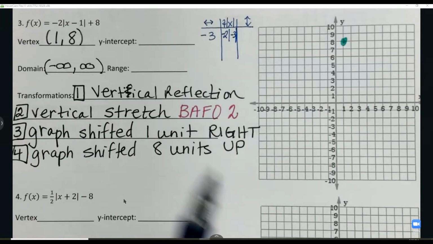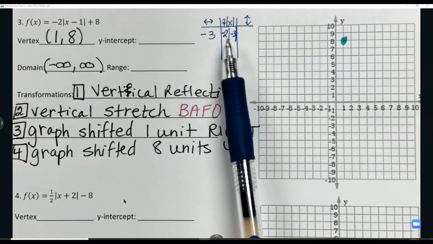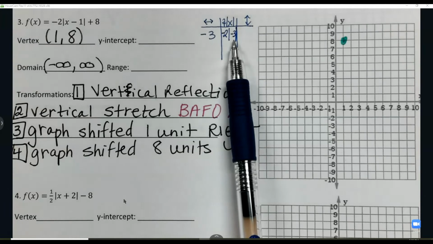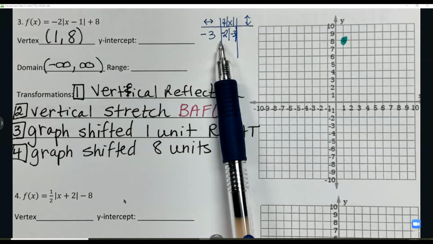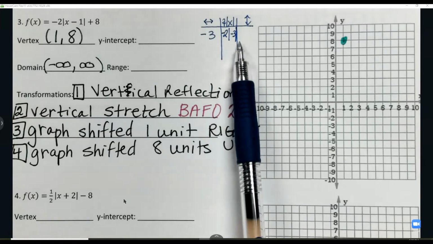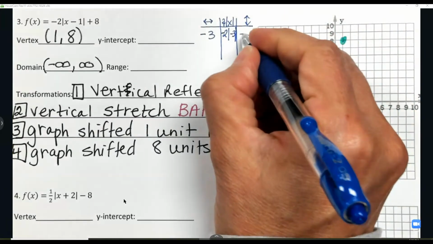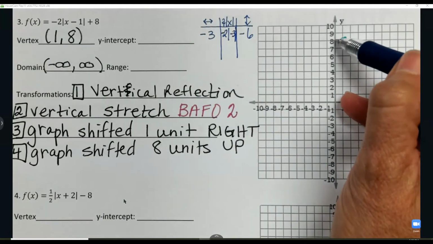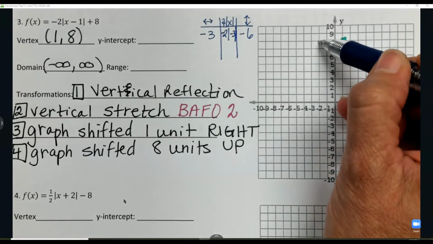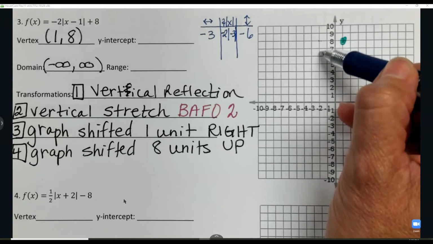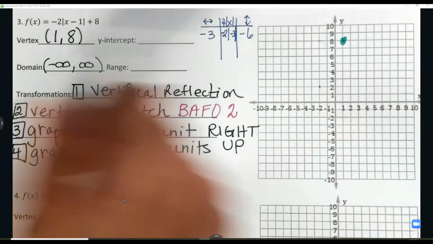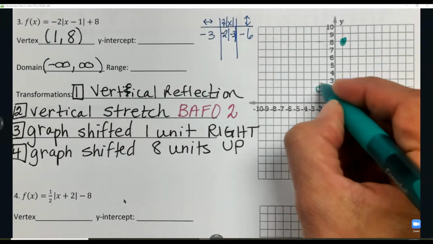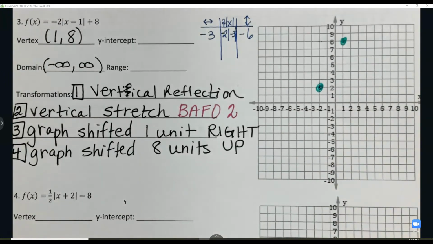And then we're going to multiply, guys. So remember, the -3, the absolute value of that's a +3. But you're multiplying that by a -2. So it's a -6. We're going to put a -6 right there. So we're going to go 3 places, 1, 2, 3, and then we're going to go down a total of 6 units. So I know that I have a point right here. I know that's on the graph.